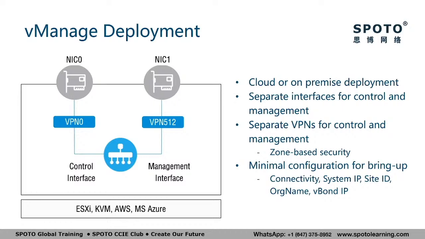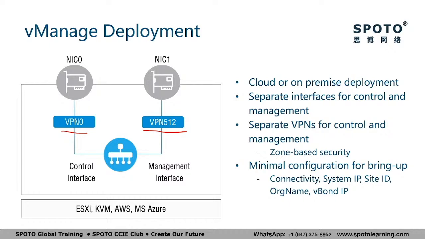For the vManage deployment, you can deploy it in the cloud or on-premise. Once the vManage starts up, there are 2 interfaces by default. One is called VPN 0, the other is called VPN 512. What are they used for? As the diagram shows here, VPN 0 is the service interface. VPN 512 is the management interface. It's basically the outbound management interface. The VPN name here is not really VPN. It actually means VRF.